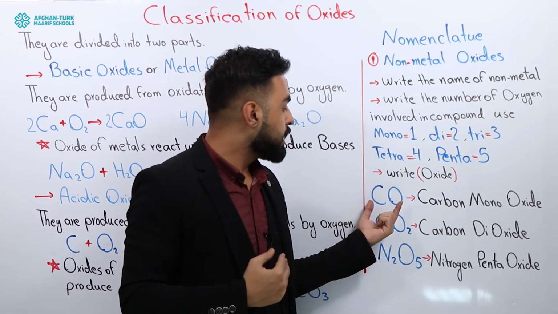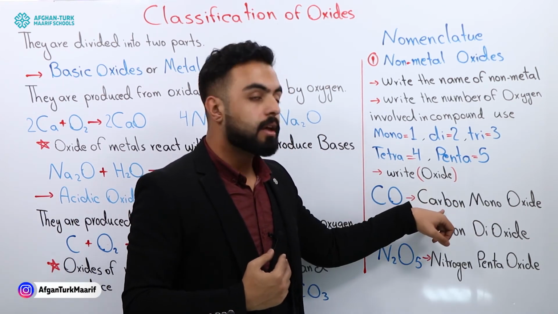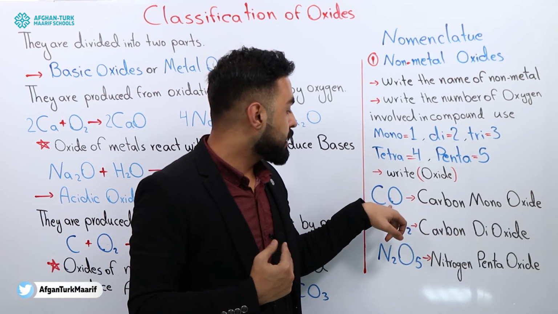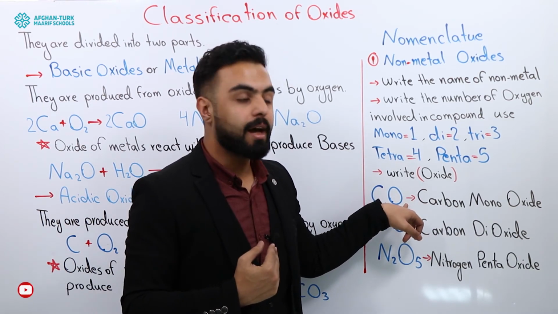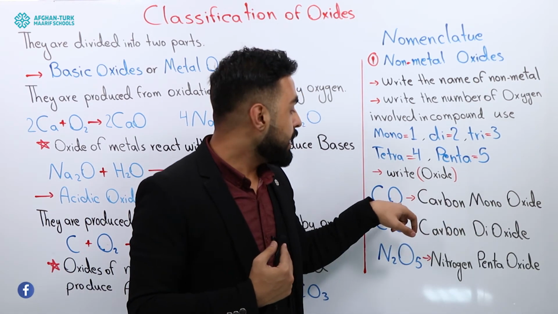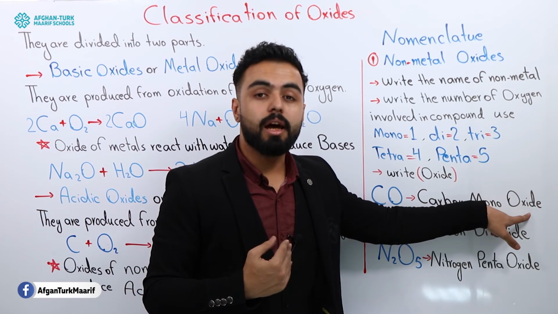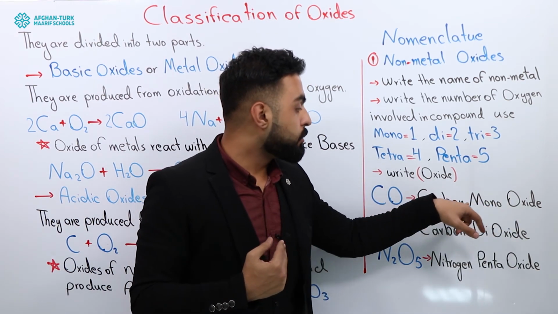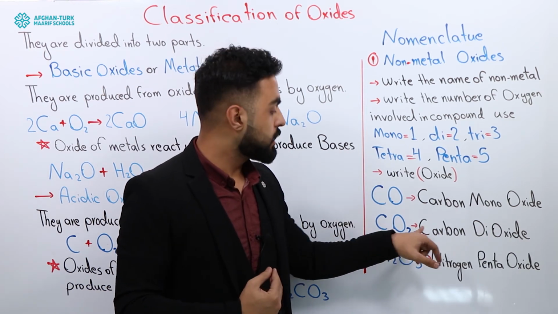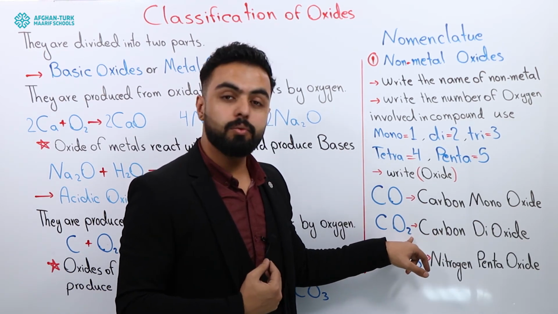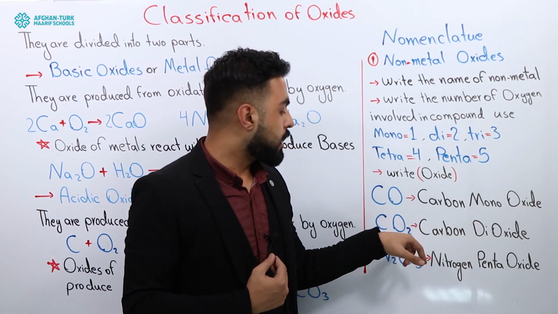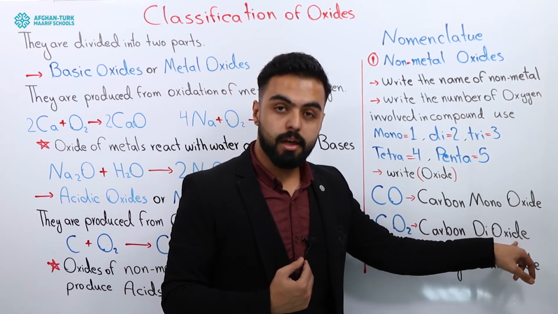For example, here, carbon is an element, the non-metal. Write the name carbon. Then the number of oxygen. How many oxygen do we have? There is only one, so we write mono. And at the end, we write oxide. The name is carbon monoxide. Second one, carbon. Again, how many oxygen do we have? 2. So we use di: carbon di, and then oxide.